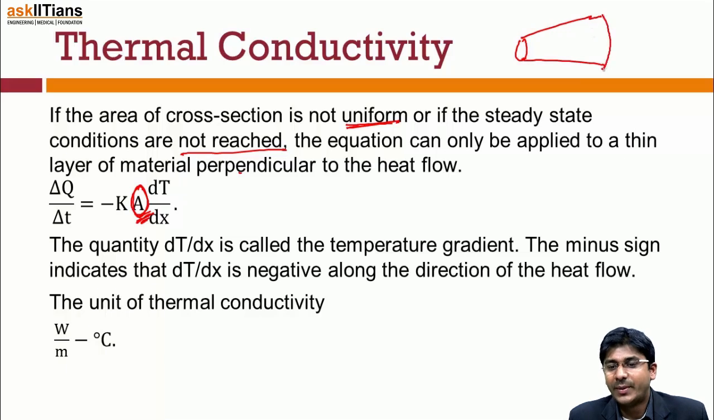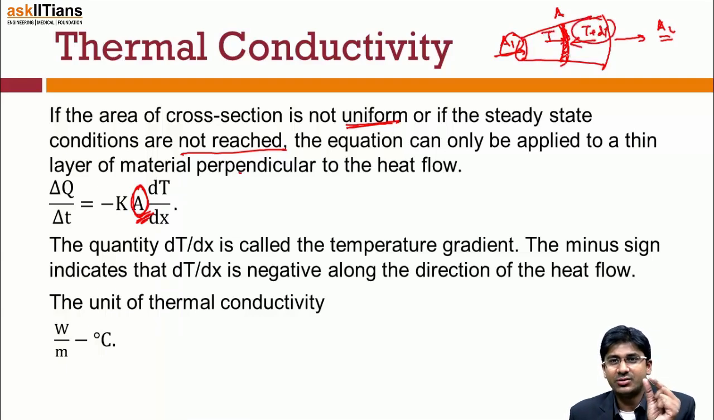Suppose if you want to apply at this point and this point, you cannot take a particular area. Suppose this is A1 and this is A2, you cannot take A1 or A2. So what you can do is that you can only consider a very small element here. You can consider its area A and consider the temperature here. Suppose it is T plus dT, and apply only to this small element. You can only apply to this differential element.